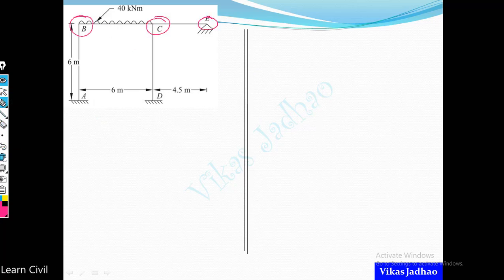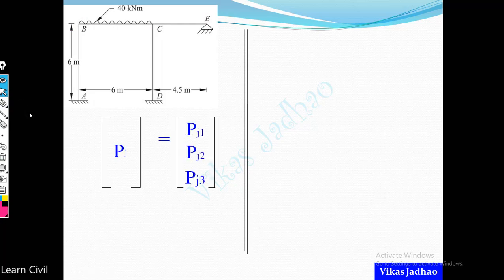So for this particular frame, you can see at joints B, C and E no external moments or forces are acting. Therefore this coefficient PJ1, which is for joint B or coordinate number 1, will be 0, as no external moments are acting. Similarly, for C and E also, the values of PJ2 and PJ3 will be 0 respectively. Therefore we get the PJ matrix like this.